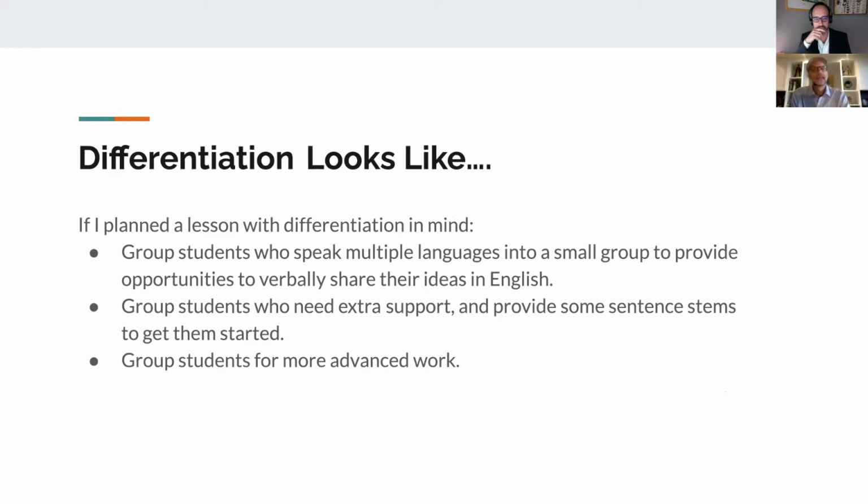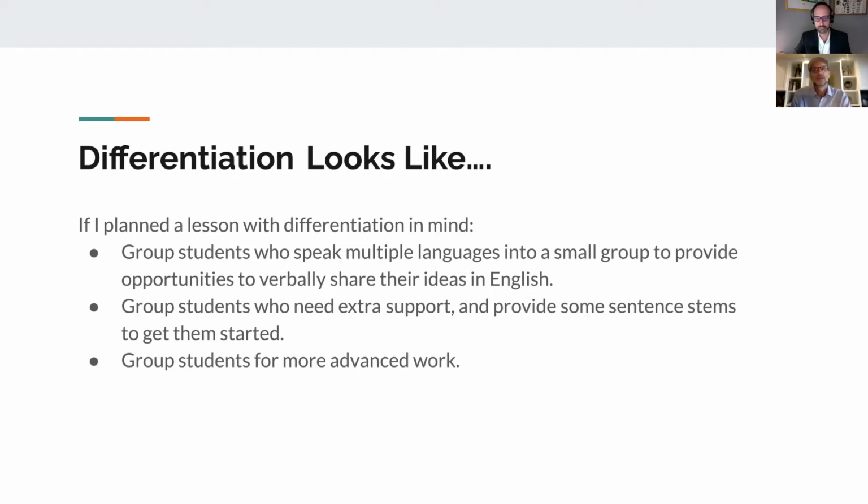And this is a might. So if you planned and thought about differentiation, then you might think to yourself, okay, here are my students who speak multiple languages. What they have in common is that English is not their first language. It's not an issue in any way. It's just that English is not their first language. So we might group students who speak multiple languages into a small group to provide them opportunities to verbally share their ideas in English first. So we might do some teaching, and then we might pull that group.